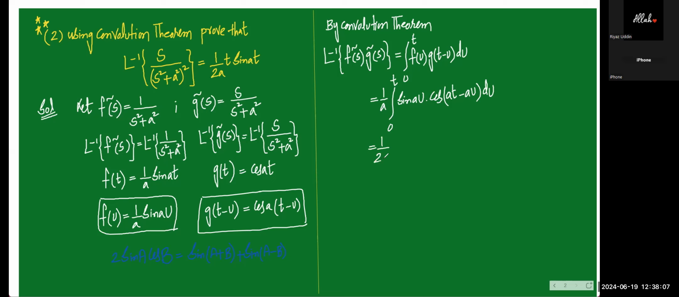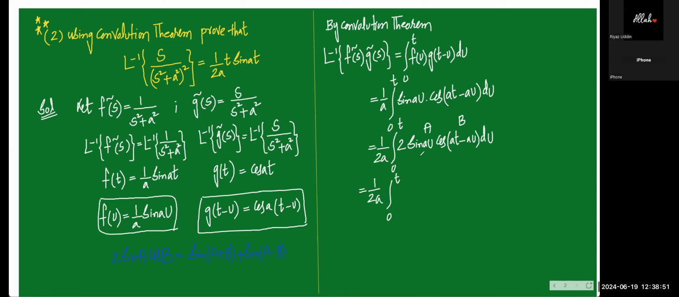Dividing with 2, it will become 1 by 2a, integral 0 to t of 2 sin au cos of at minus au du. Assuming here au value as a and at minus au complete value as b, we can apply this one, sin of a plus b, times 1 by 2. We have not integrated till now, integrate first.